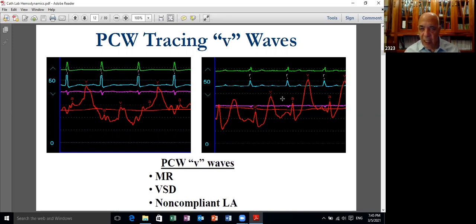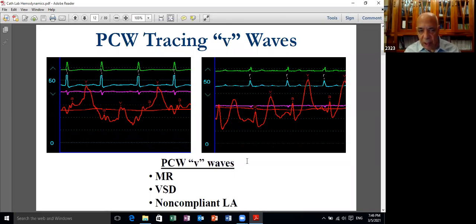The reason for that is that at end expiration, the intrathoracic pressure is equivalent to the atmospheric pressure, so it's practically zero. So we take the measurements at end expiration, and usually in spontaneously breathing individuals, it is the highest wave. Now, if you look into this graph, you will find that the V wave is very high. So this is a giant V wave. The giant V wave, by definition, means that the height of the V wave is at least 10 millimeters of mercury higher than the mean atrial wave.